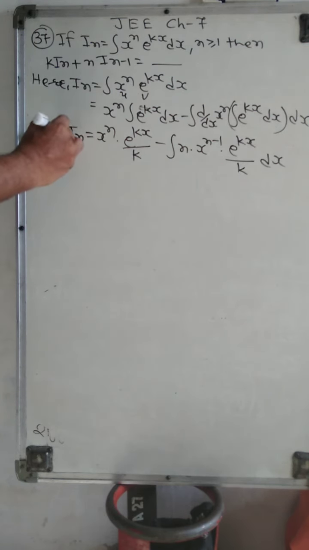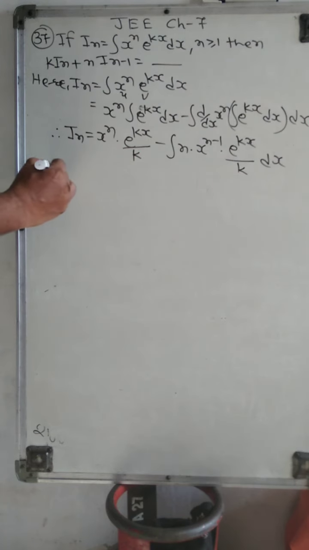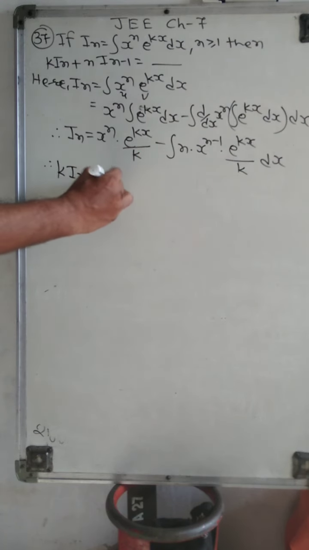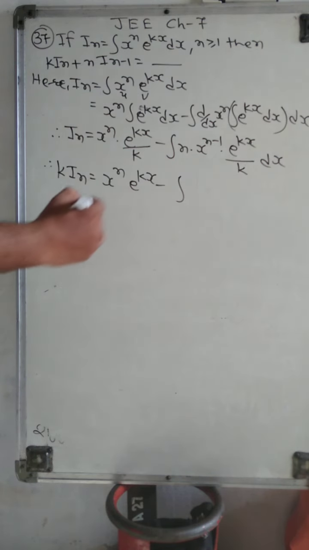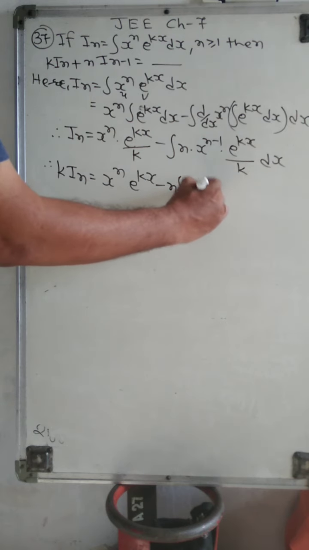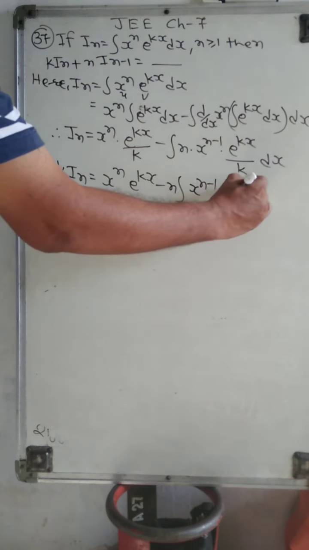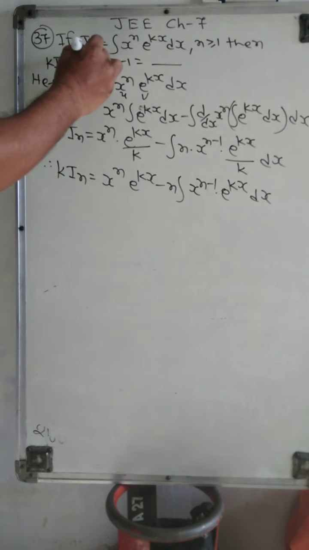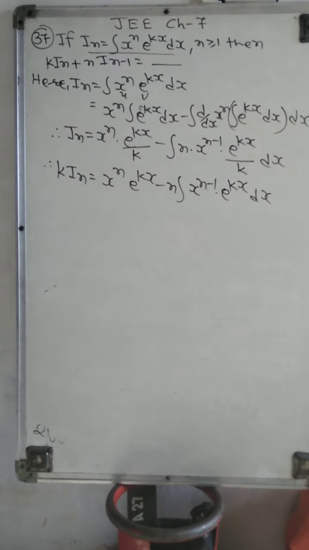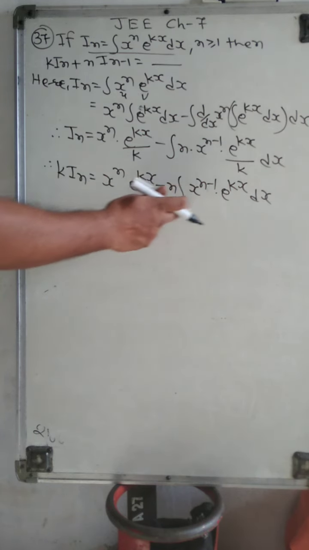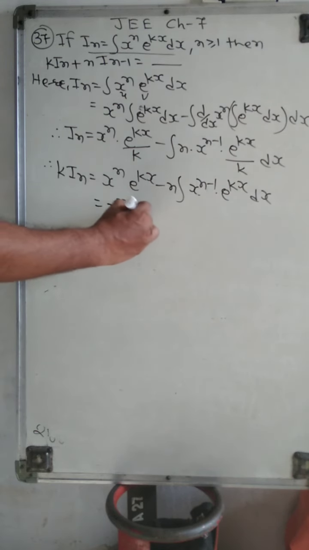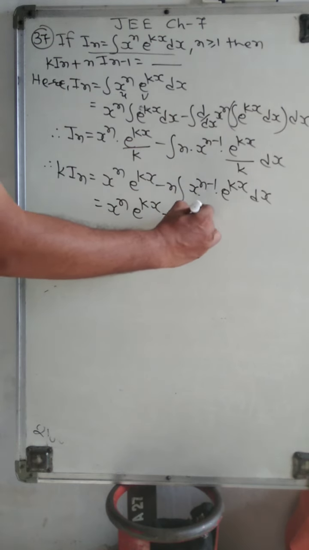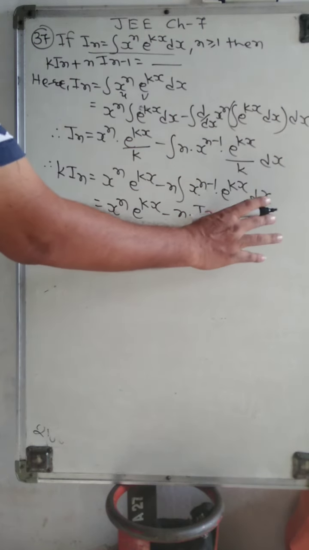Now this is I_n. We multiply this k with I_n, then k I_n is equal to x raised to n e raised to kx minus integration n x raised to n minus 1 into e raised to kx dx. Now here, I_n is equal to what? Integration of x raised to n e raised to kx, and here integration x raised to n minus 1 e raised to kx. So this is I_n minus n I_(n minus 1).